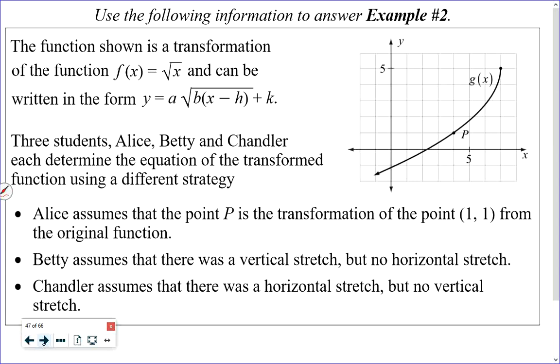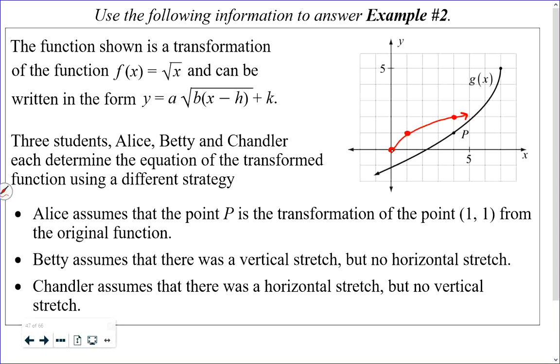So this function in example 2 is a transformation of root x. And if you like, you can put root x on here. You don't have to, but here's the first few points of root x. So we're taking that function y equals root x and transforming it into g of x.